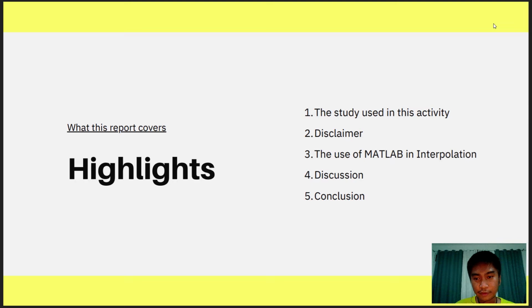Before we go into the discussion, we will first discuss the highlights of this presentation. First, I'm going to talk about the study that's used in this activity, followed by a disclaimer. Number 3 is the use of MATLAB in interpolation. Number 4 is going to be the discussion, and number 5 is going to be the conclusion and the answer to the question that was published in the Google Classroom.